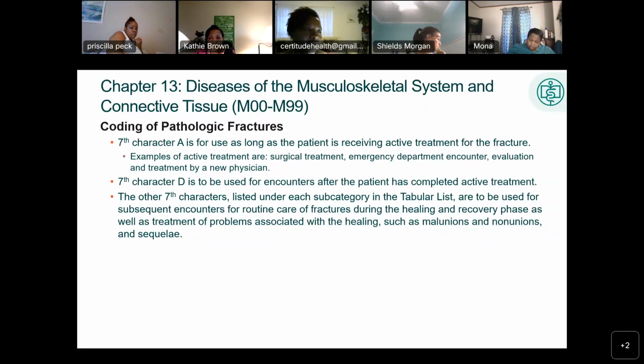So with pathologic fractures, and I'm going to have to show y'all this as well, two of the largest chapters or sections in your alphabetic index are going to be fractures and pregnancy. So right now, let's go to fracture. Because like ulcers, it's going to take some getting used to with your eyes.